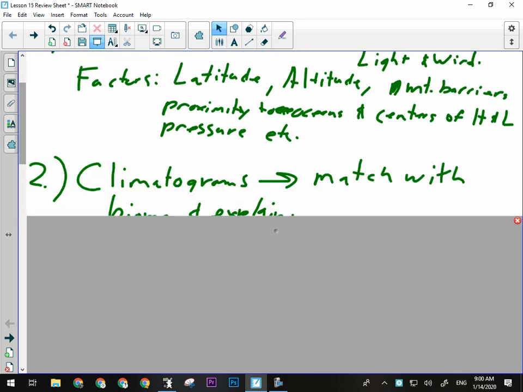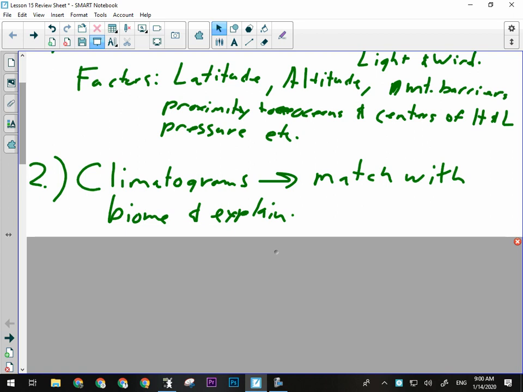And then we talked about climatograms. And we already said that in the written response part of your unit exam, I'm going to give you a climatogram. You're going to have to match it with a biome and explain. Now, this is going to be a 5-mark question.